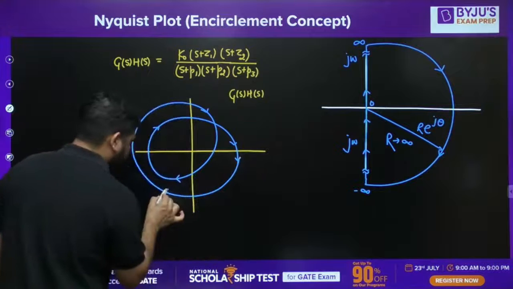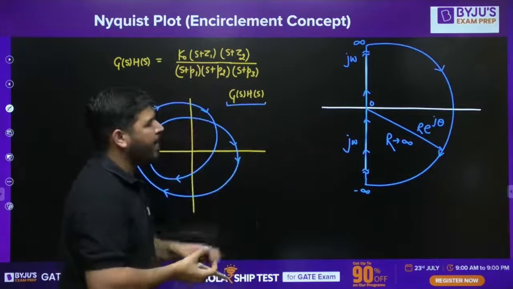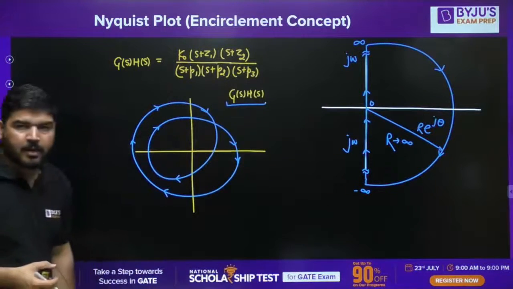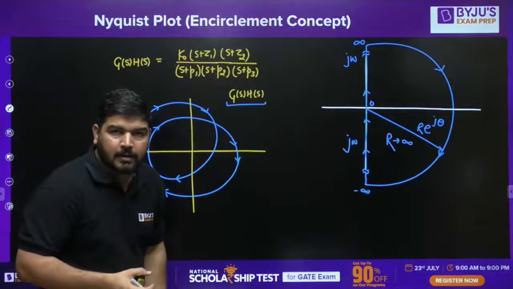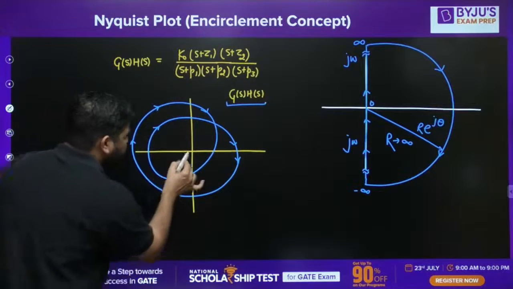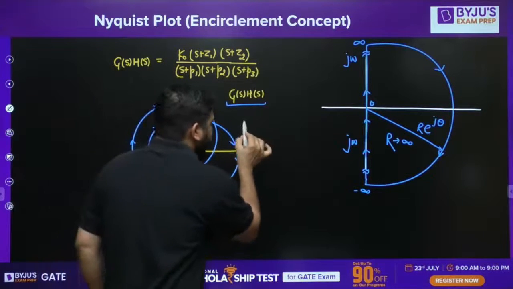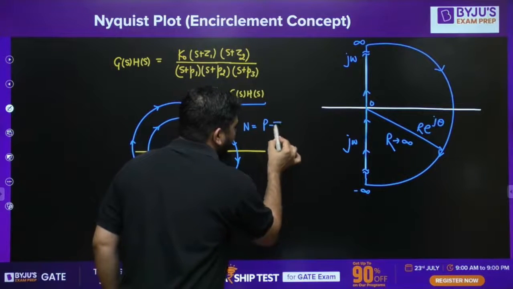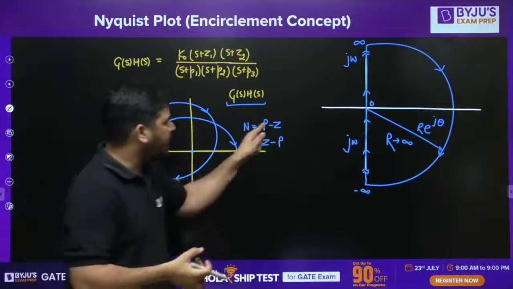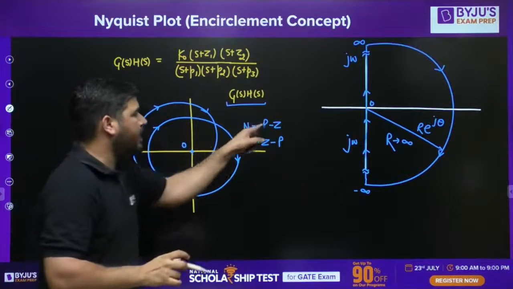You have mapped this S-plane contour into the G(s)H(s) plane, and this is the final contour. Now if you look at the encirclement of origin, then that encirclement will be equal to P minus Z, or you can say Z minus P. Now what is this P and what is this Z?